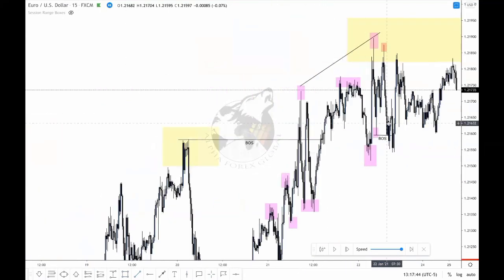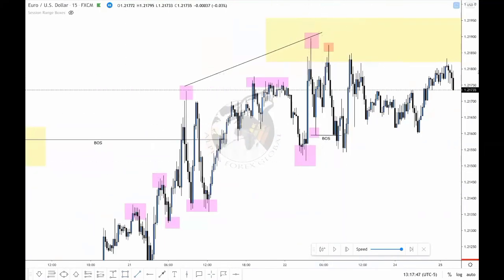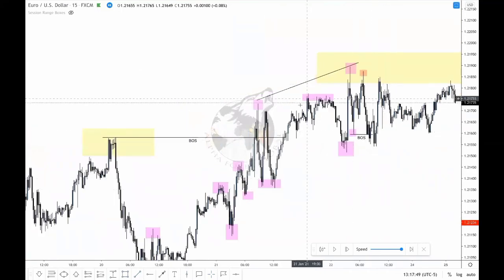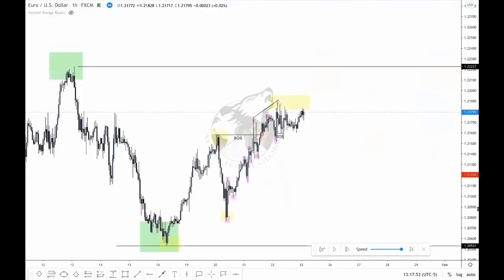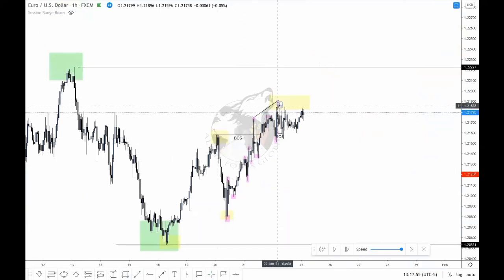All right, so when we see this on the 15-minute time frame now, this confirms to us that on the 1 hour time frame, this is the area where the market wants to create that new high. Because remember, on the 1 hour, this is our low.